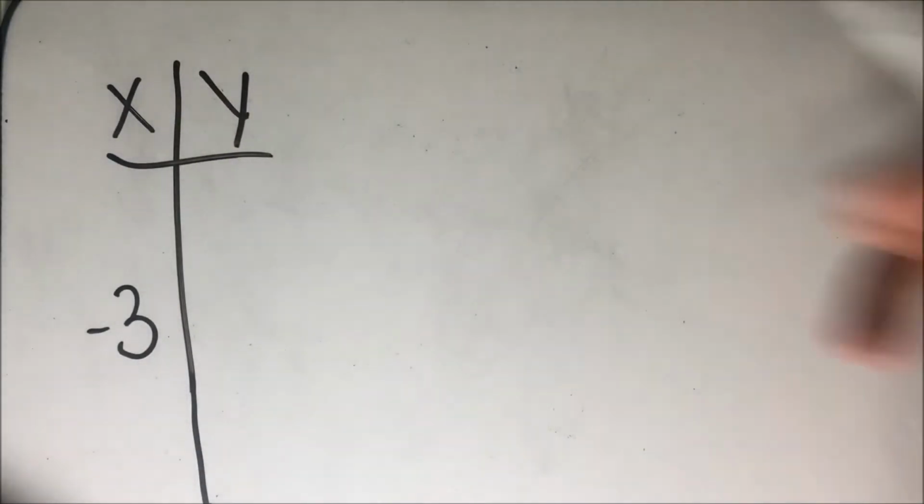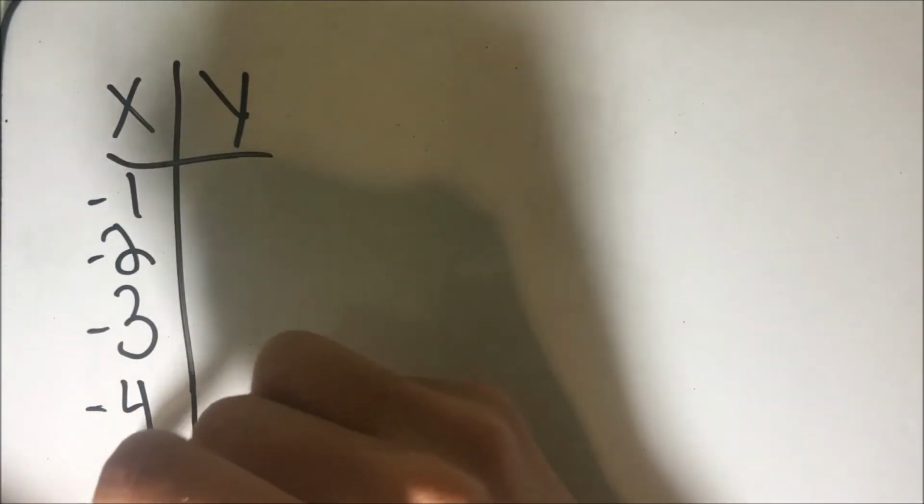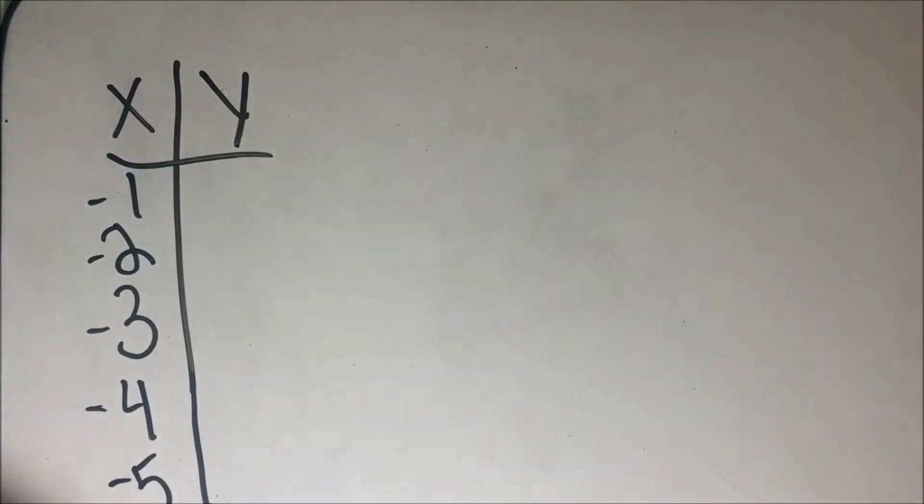Okay, so now that we found our vertex, we can go ahead and make a t-chart. So we're going to put negative 3 right in the middle, so we have room for 5 points, and we're going to go ahead and count up, negative 2, negative 1, and then count down, negative 4, and negative 5. So that's 5 points. Now we're going to plug negative 3 into the original equation and find y.